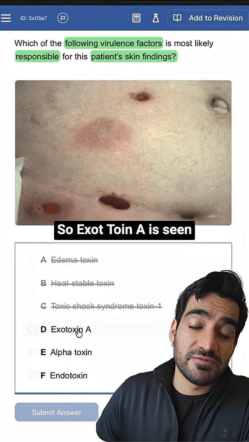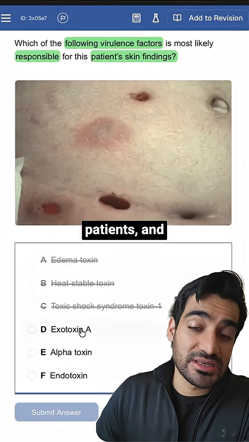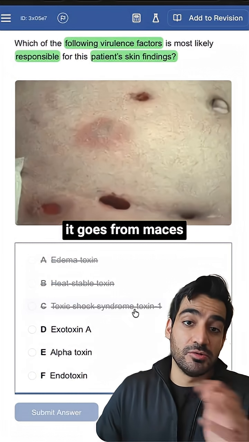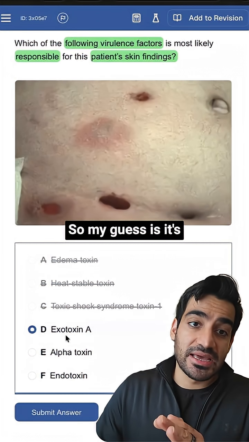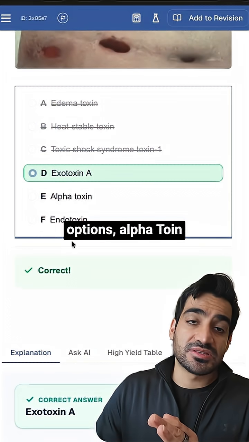So exotoxin A is seen with Pseudomonas aeruginosa, which causes ecthyma gangrenosum. This mainly happens in immunosuppressed patients, and it has a typical presentation where it goes from macules to ulcers, which you can see here. So my guess is it's exotoxin A, which is the answer. So let's see if it's the correct answer. So it is correct. What about the other options, alpha toxin and the endotoxin?